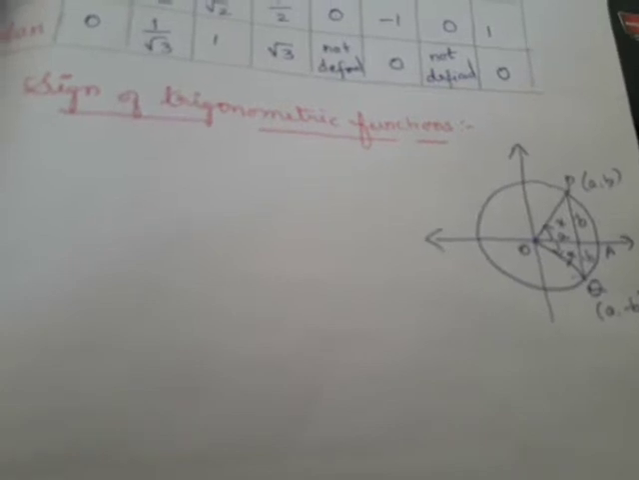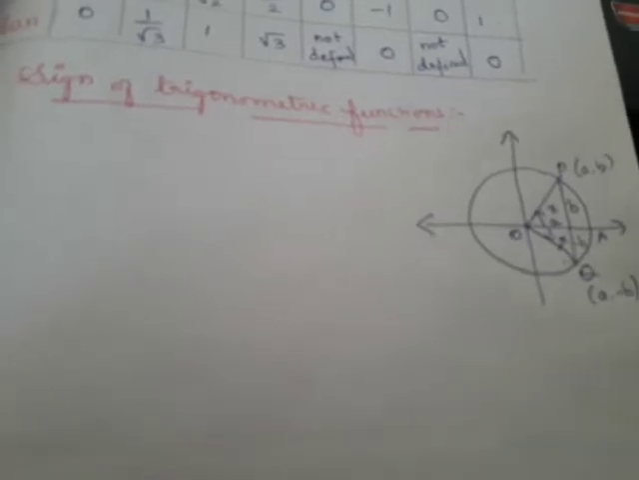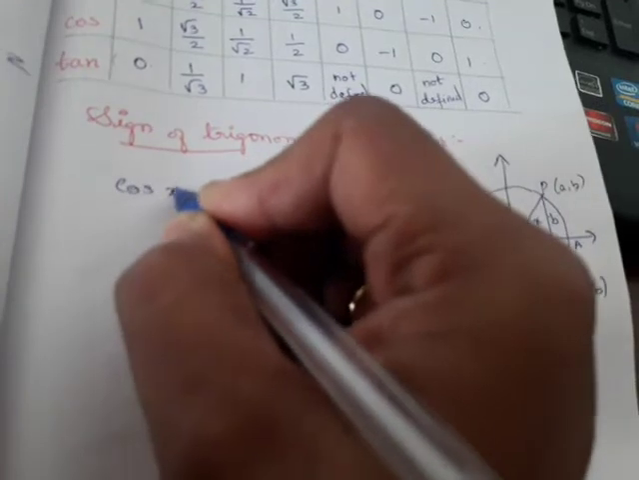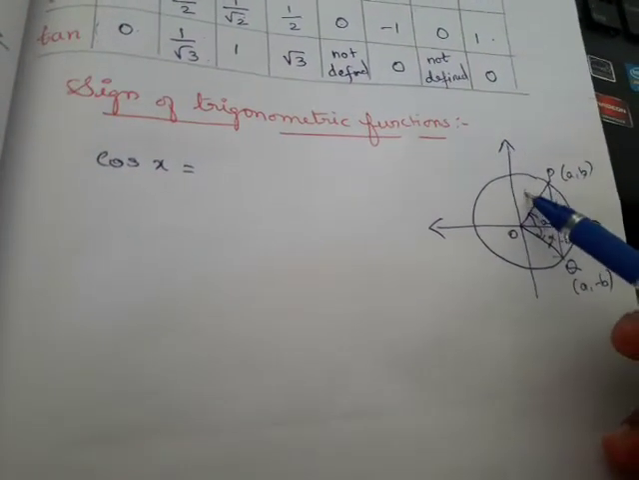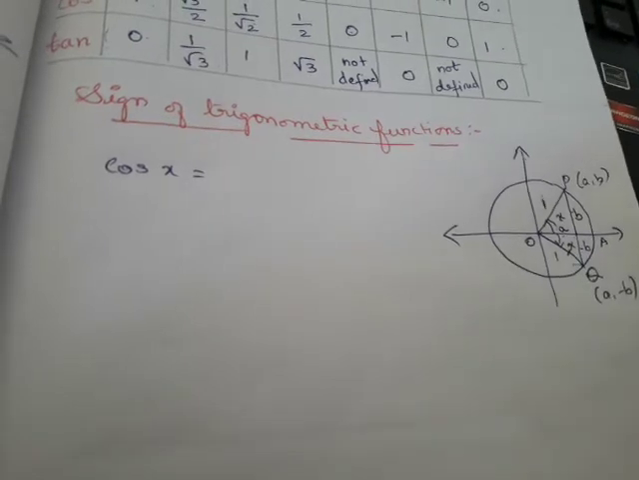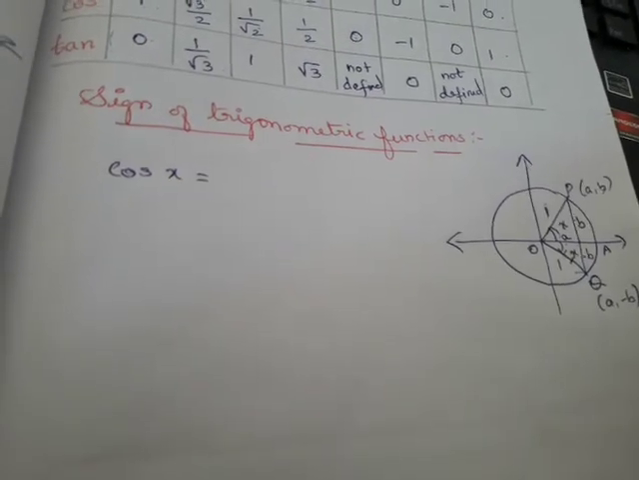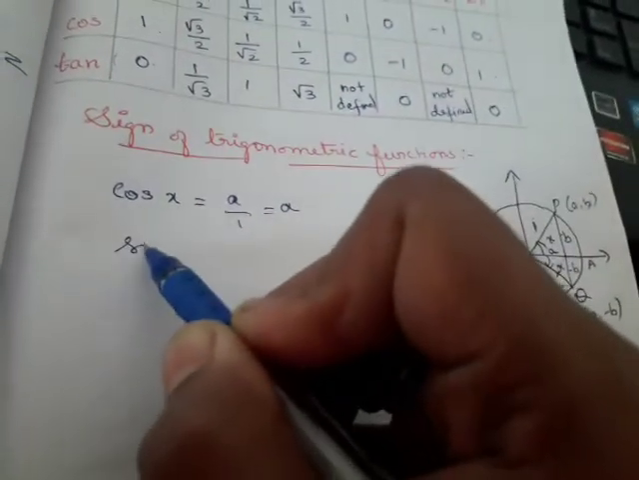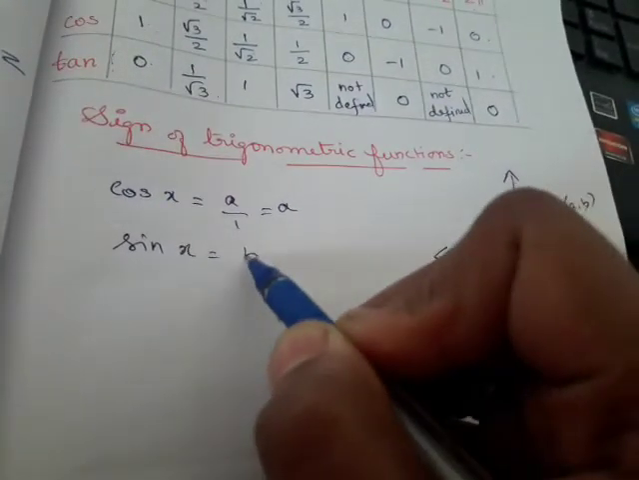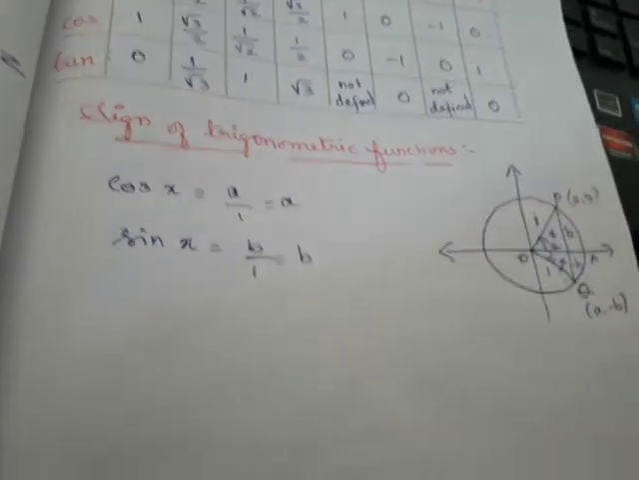Now what are we going to do now? We are going to find the cos x, sin x, and in the same way cos minus x and sin minus x. Now what is cos x? We know cos x is adjacent side by hypotenuse. We know this is a unit circle, so this is going to be 1. So cos x is a by 1, which is a, and sin x is b by 1, which is b. This we learnt in the last class.